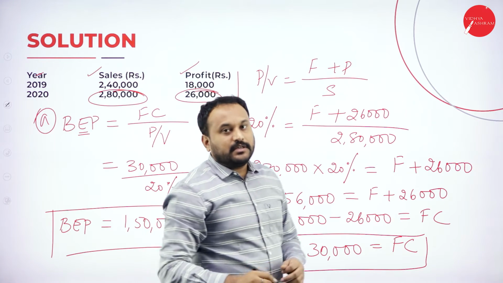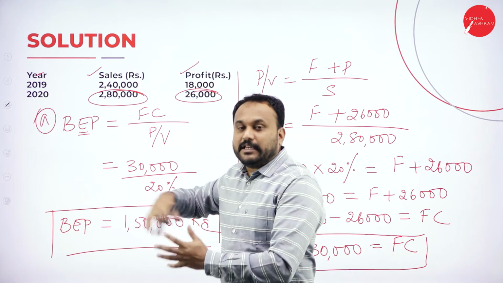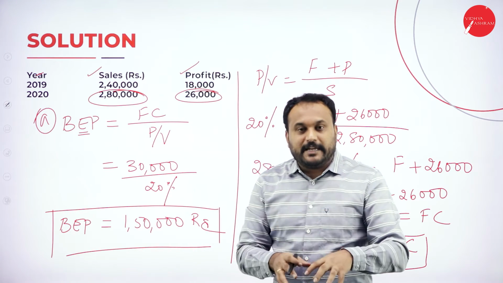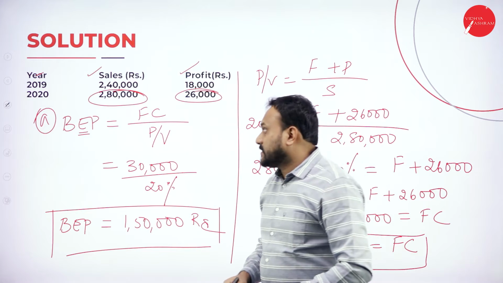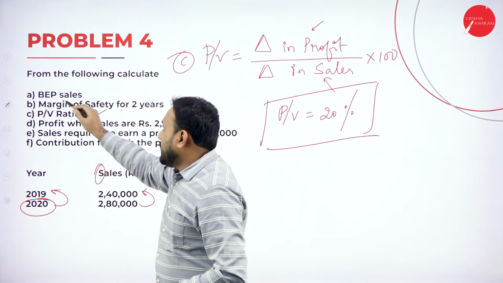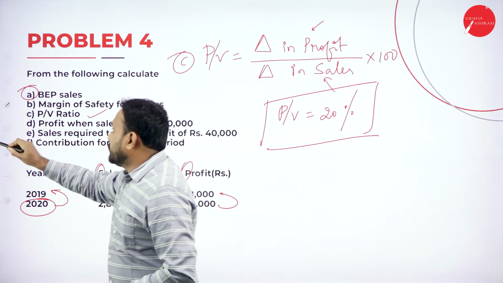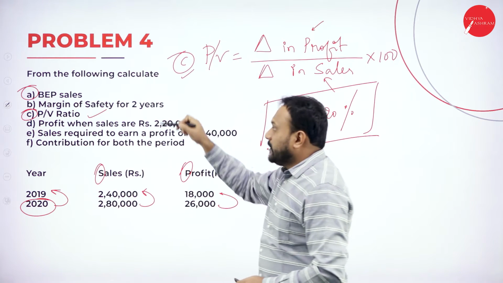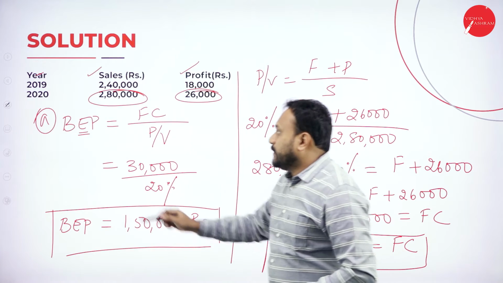What is the sub question? A. Don't write something else, like we have solved PV in the first place, but what exactly is the question? See here, the question is BEP sale. That is sub question 2. PV is in sub question C, that's why here I have written PV.